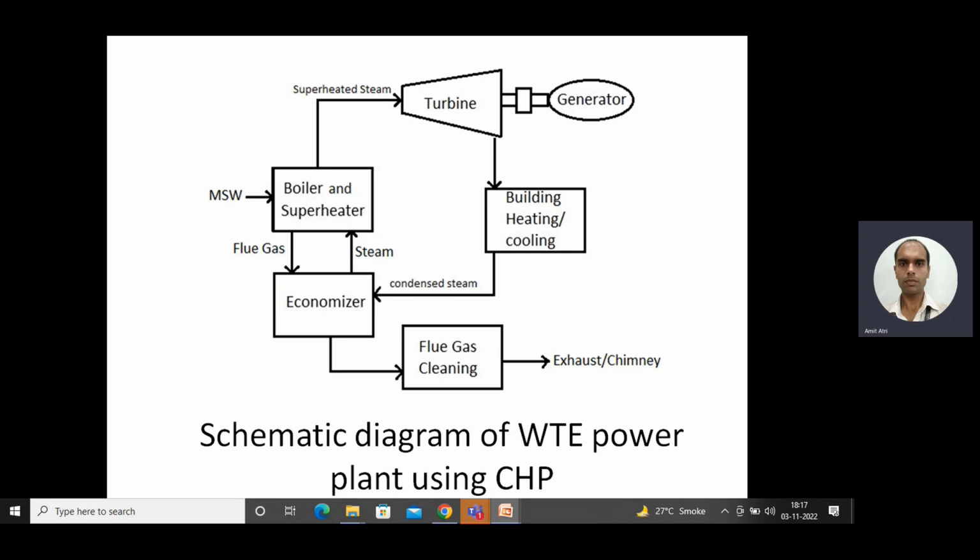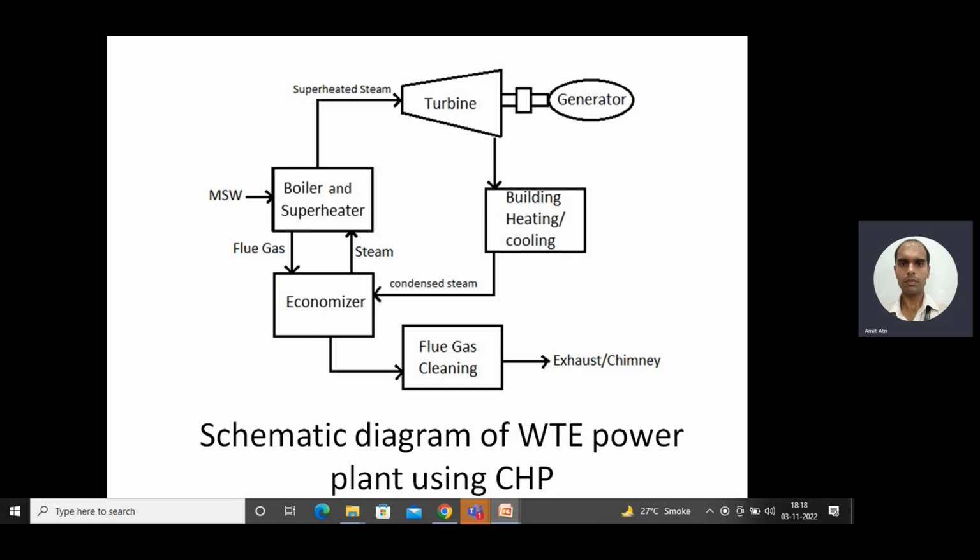One more concern which is being addressed is the flue gases coming out from the boiler, because there is a combustion of this municipal solid waste. So toxic components would be present there. Carbon dioxide, sulfur dioxide, nitrogen oxides and particulate matter would be present in the exhaust flue gases. So for that, the flue gas cleaning system is there. It uses the carbon capture and storage concept or the carbon capture and utilization concept.